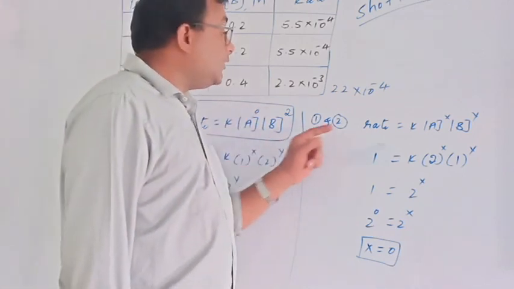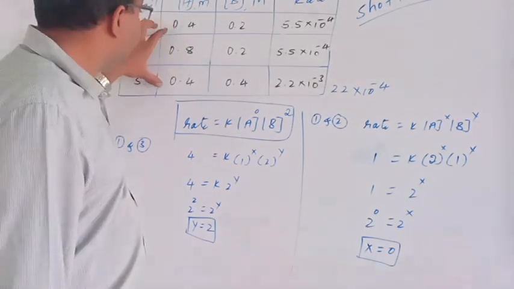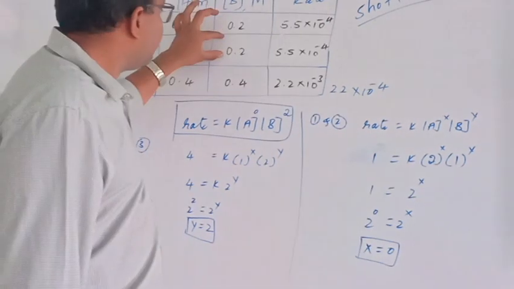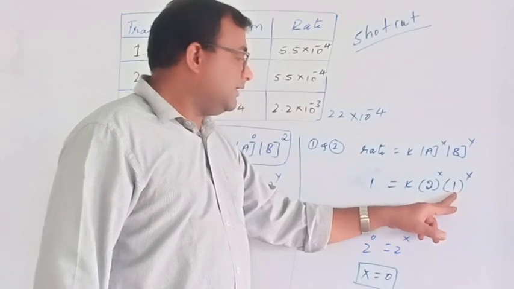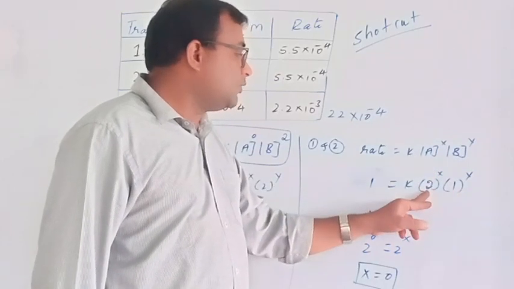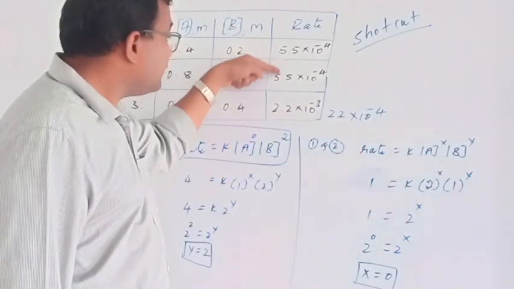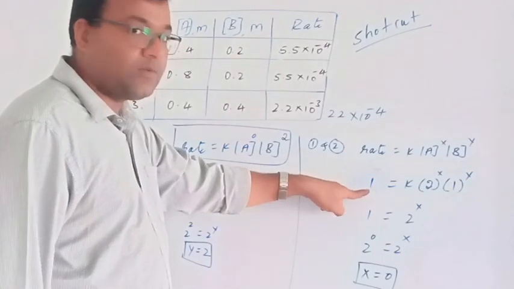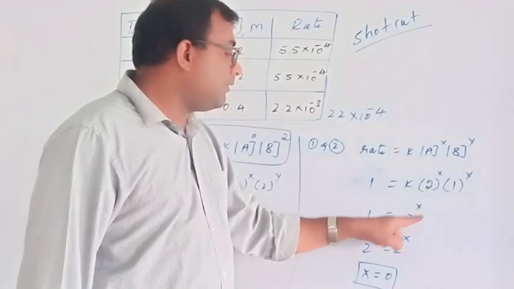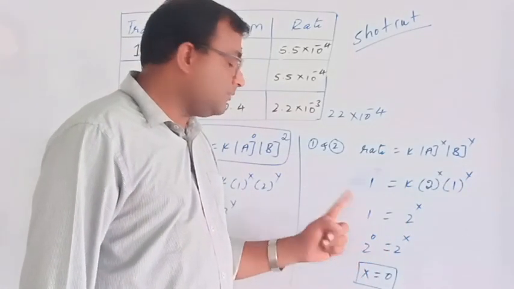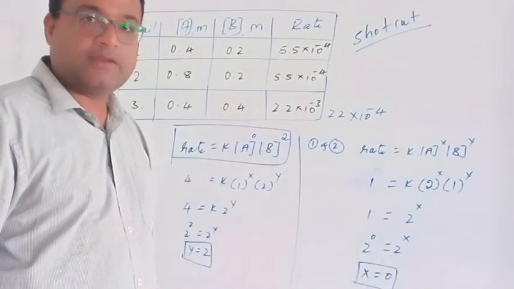Then when you compare 1 and 2, how did you select 1 and 2? Here we are making B constant, whereas earlier we made A constant. When you make B constant, the molar concentration of B increases only 1 time, that means it is constant, and A increases 2 times, so 2 power x, 1 power y. So there is no change in the rate, so the rate is constant. If it is constant, then you can take 1. Then 1 is equal to k into 2 power x, 1 power y. Then 1 is equal to 2 power x. So 2 power 0 is nothing but 1, 2 power 0 is equal to 2 power x. The bases are same, then x is equal to 0. Clear? This way you can solve this.